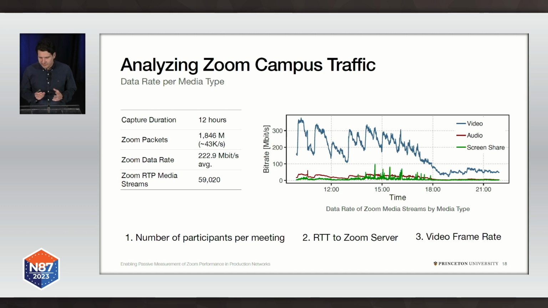For this paper, we're really only scratching the surface of the different types of analyses, especially in terms of what is possible for a single meeting. But to give you a glimpse of the data and what is actually possible using it, I'm going to talk about 3 different metrics I'm going to show you over this entire trace: the number of participants per meeting, the round-trip time to the Zoom server, as well as the video frame rate.